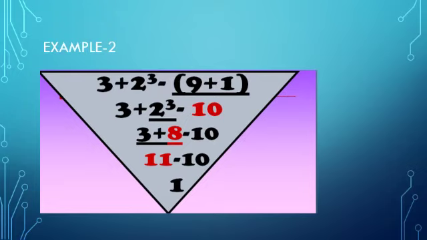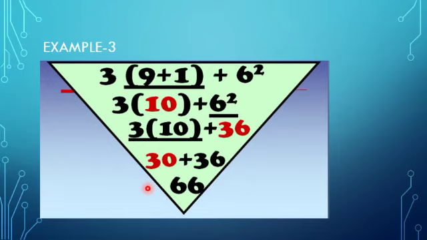After this we have the second example, that is 3 plus 2 power 3 minus bracket 9 plus 1. Here again we will solve the bracket first. 9 plus 1 is 10, and 2 power 3 will be equal to 8. So 3 plus 2 power 3 minus 10, and after this we will solve the exponent. So 2 power 3 is equal to 8. 3 plus 8 minus 10. Again we will solve from left to right. From left it is addition, so we will solve addition first. So 11 minus 10 will be equal to 1.